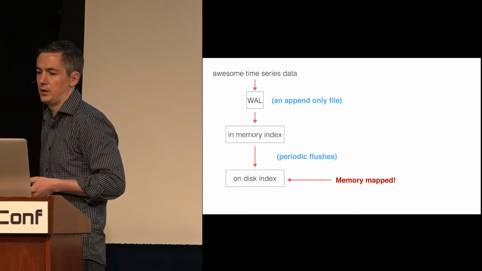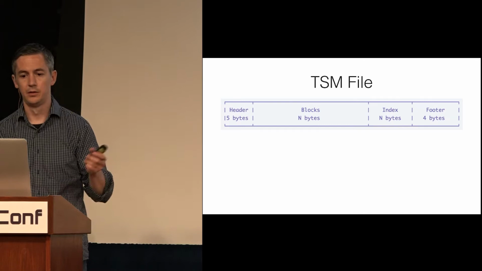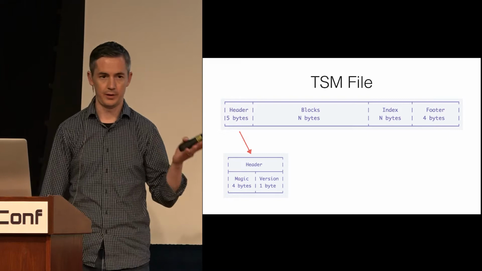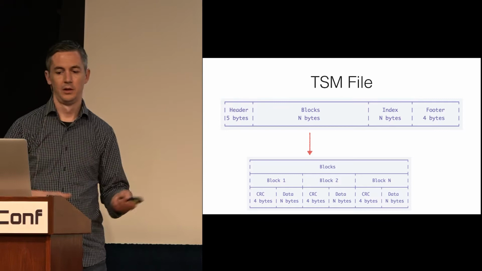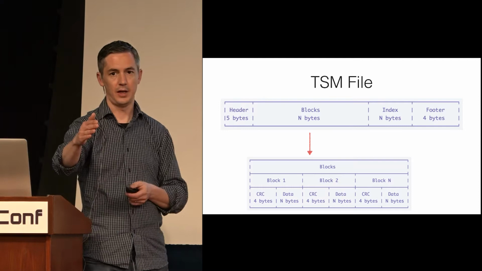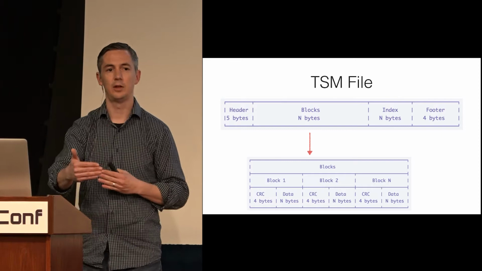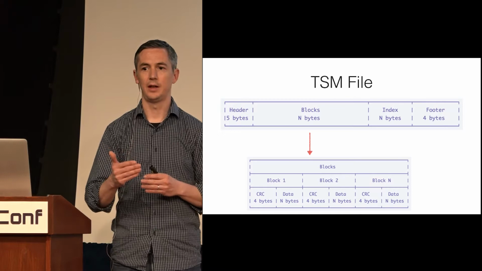So here's what a TSM file looks like. We have a header, we have blocks of data, we have an index, and then we have a footer. So the header looks like this. You have the magic 4 bytes that tell you what kind of file it is, and then we have a version. The blocks look like this, right? So we have a collection of blocks, we have a CRC, and then we have the actual data, where the data is compressed time series data for a given series, right? And then if we have a new series, we'll have a new block. And actually, even for a given series, we don't compress all of its data in one run, which I'll talk about in a second.